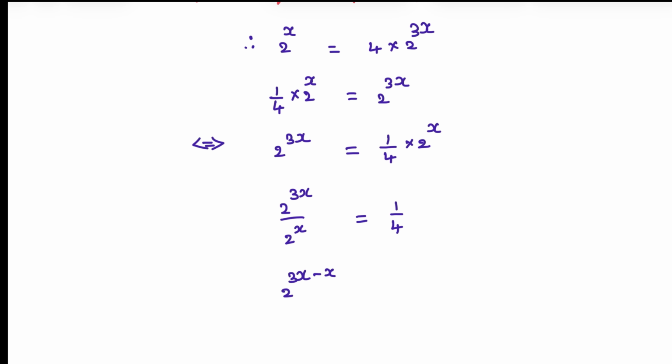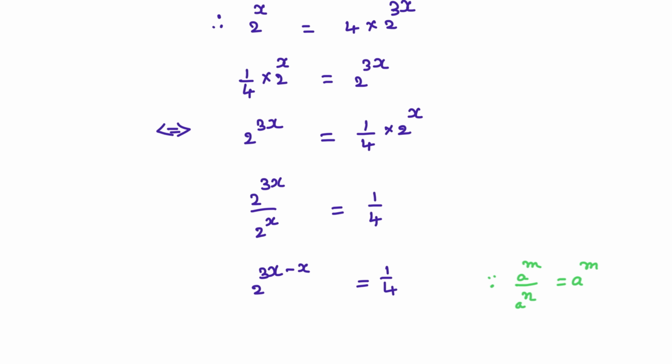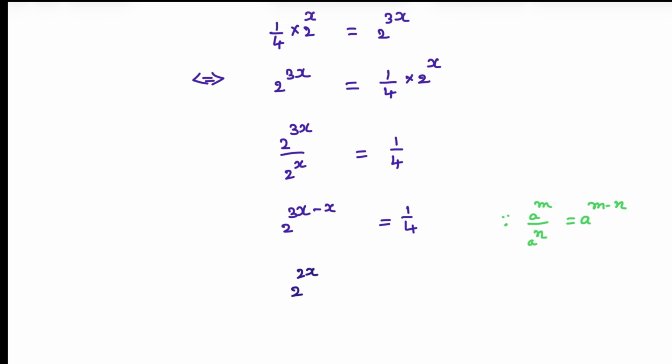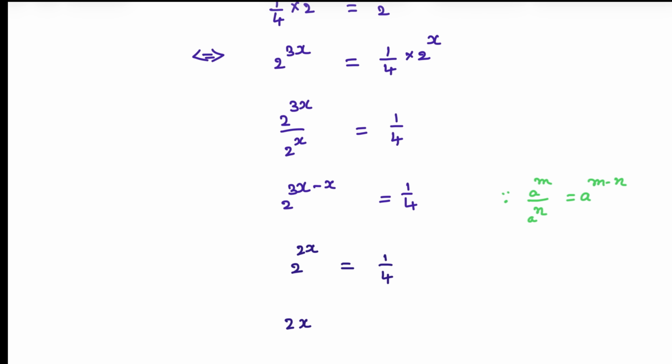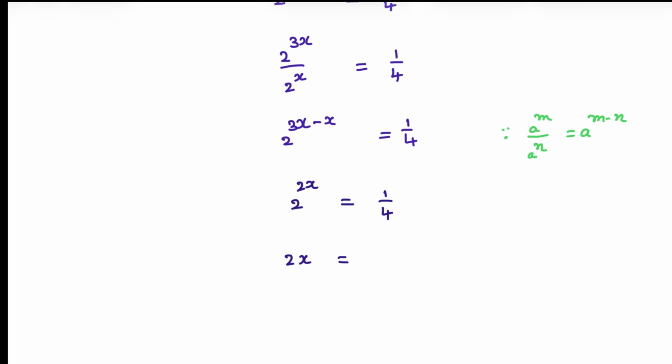2 power of 3x minus x equals 1 by 4, since a power of m by a power of n equals a power of m minus n. So 2 power of 2x equals 1 by 4. 2x equals log 1 by 4 base 2.